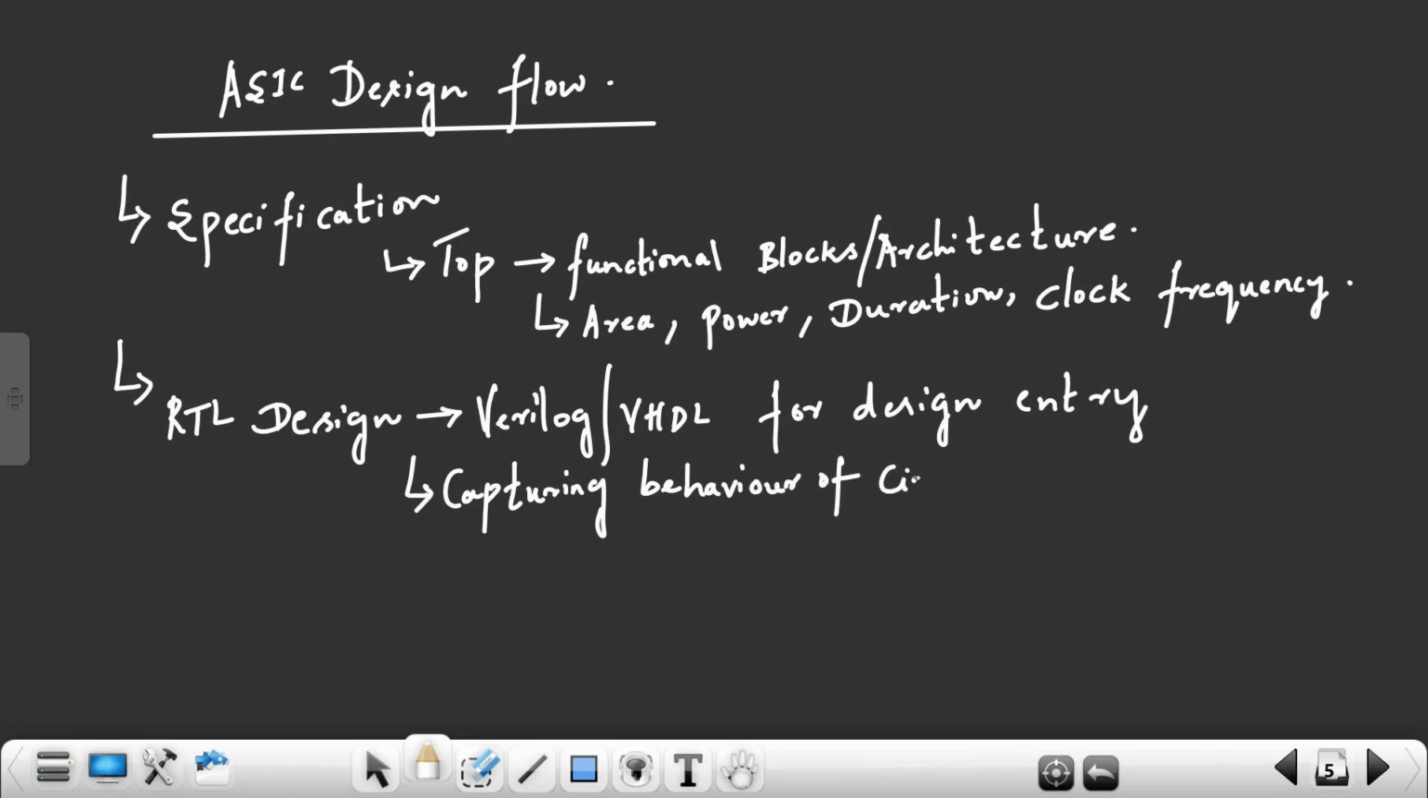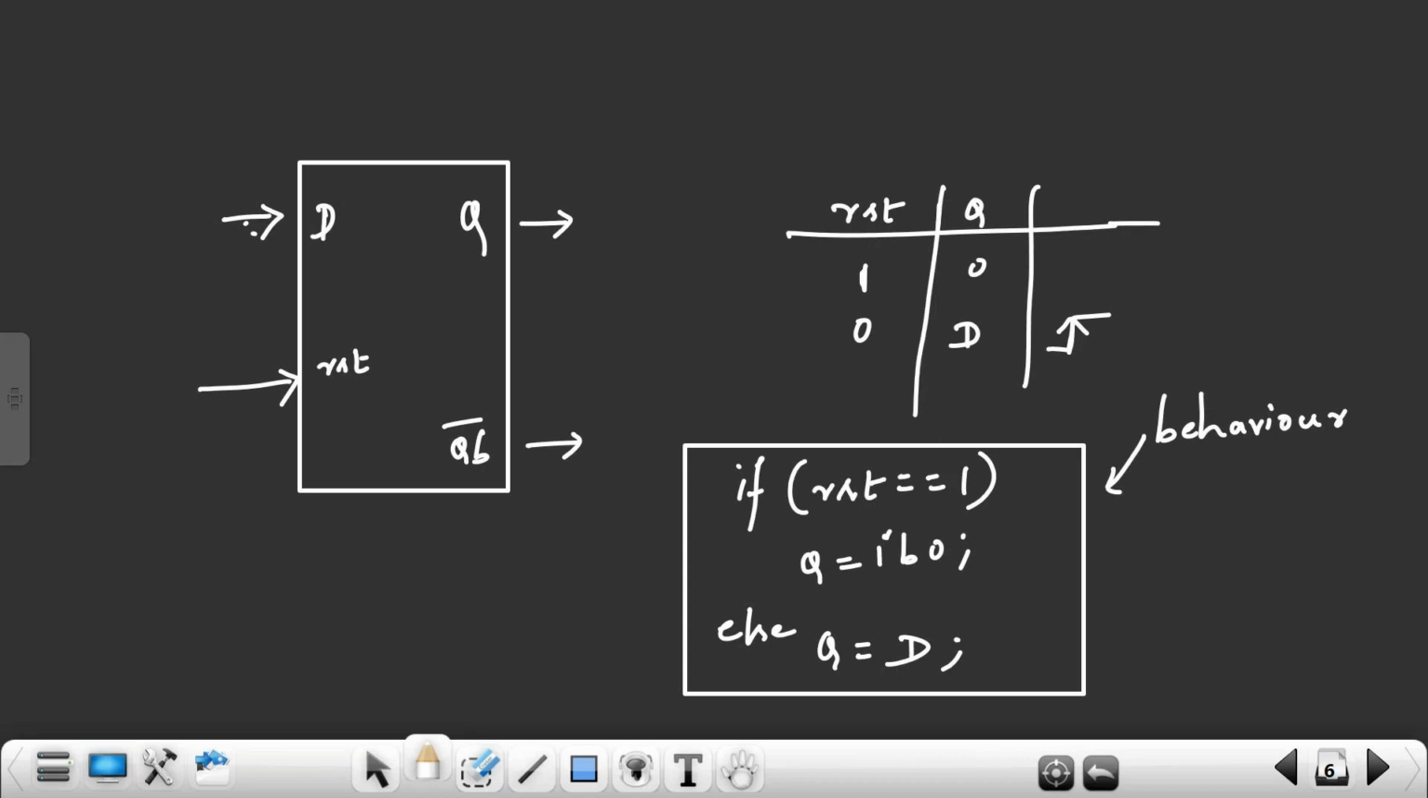So for that reason, we go with describing the design in what form? Behavioral form, like in Verilog or VHDL. In Verilog or VHDL, we have 3 methods: data flow, behavioral and structural. In most cases we use behavioral only, because we can describe any circuit in its behavior easily. So the role of the design engineer completes.